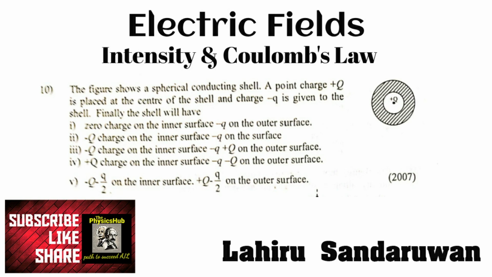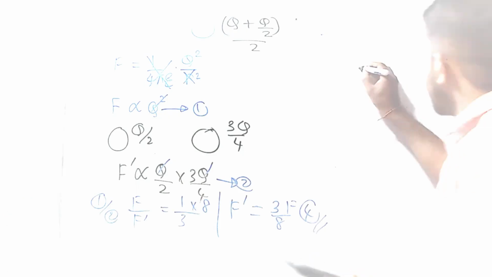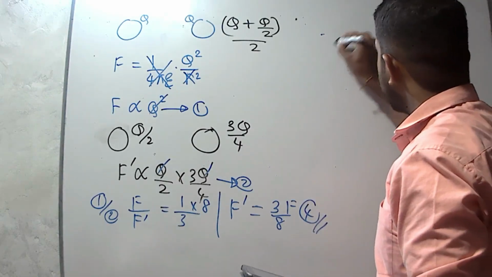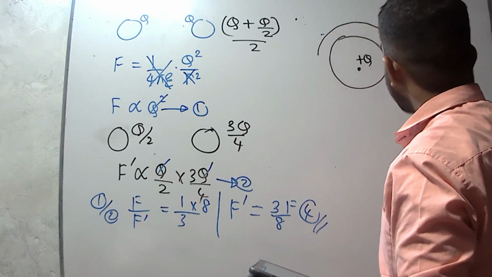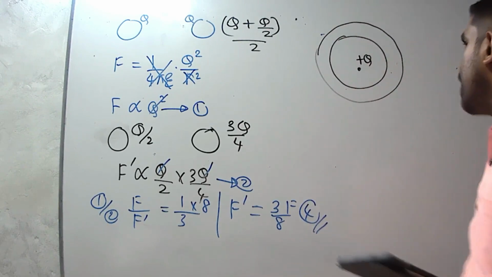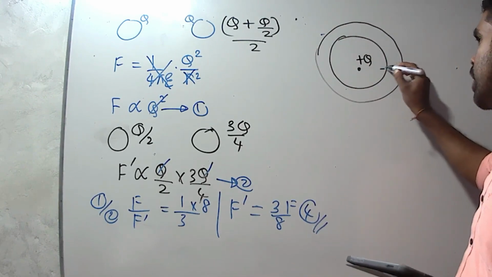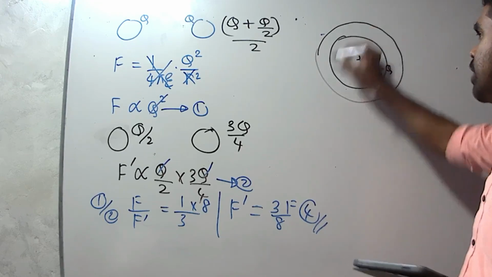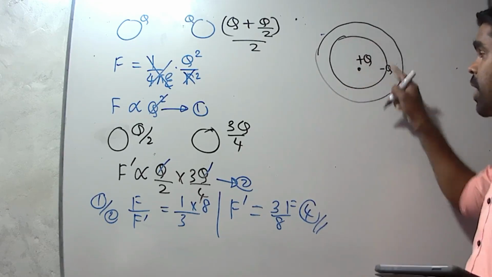The figure shows a spherical conducting shell. The point charge plus Q is placed at the center of the shell and charge minus Q is given to the shell. Finally, you have to get the inner surface and outer surface charge of the shell. There is a plus Q point charge inside the shell at the center. Therefore, the induced charge on the inner surface is minus Q.